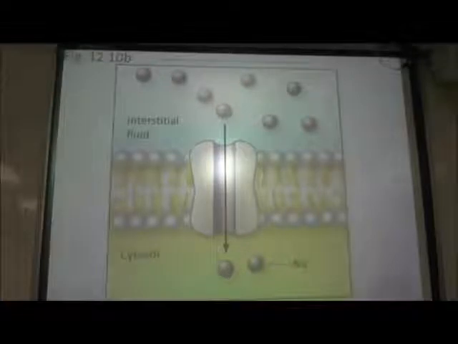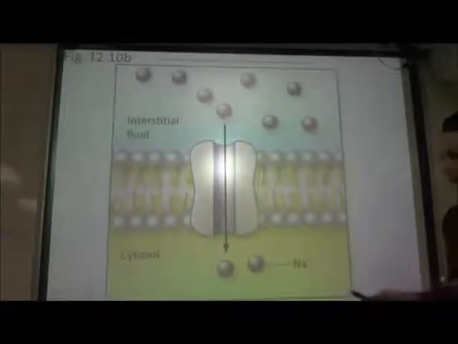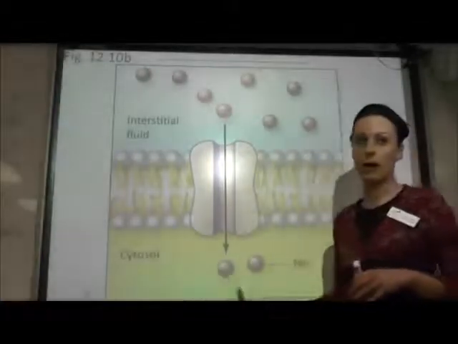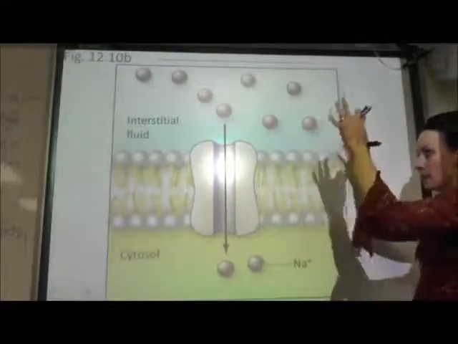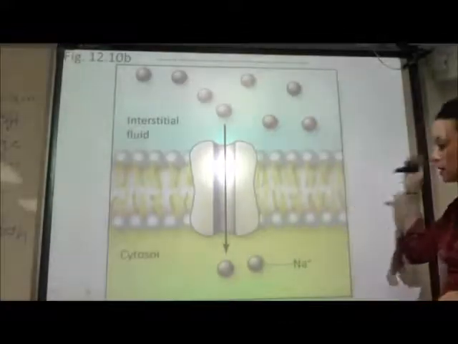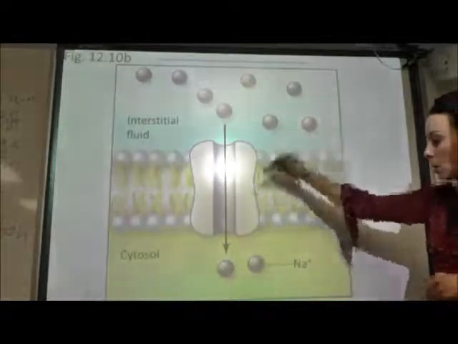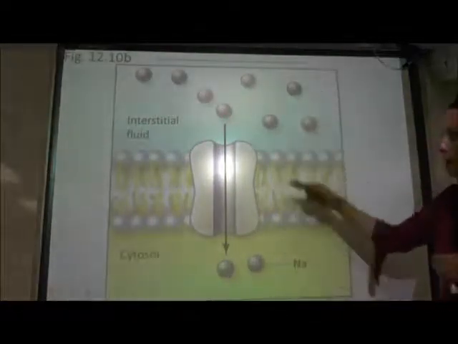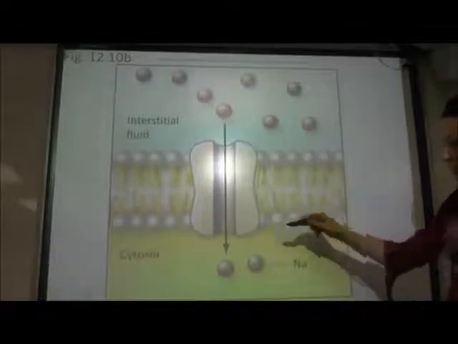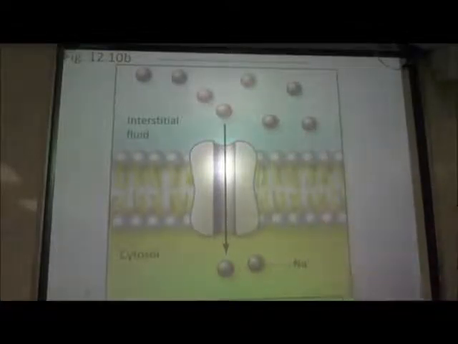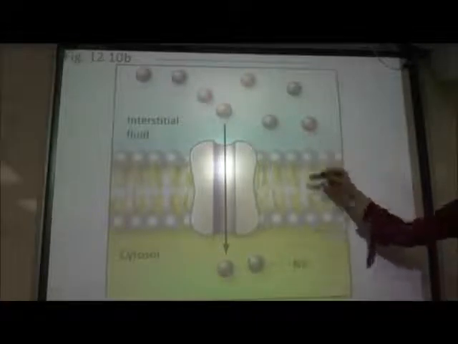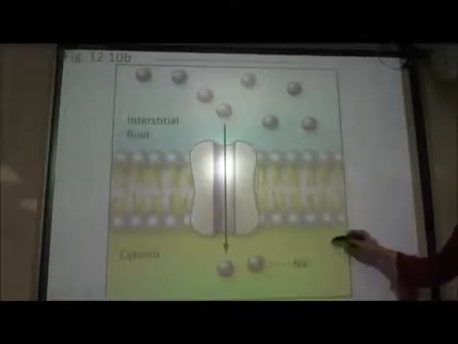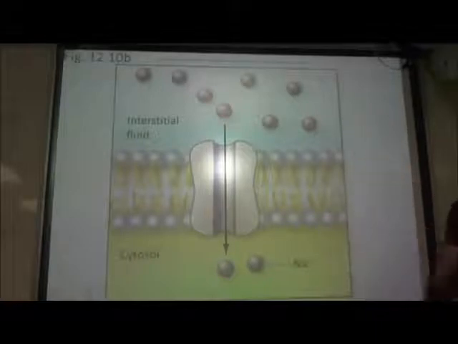Then all of our neurons also have these leak channels. Leak channels are passive. They do not require ATP. They're just stuck in the cell membrane and allow ions to flow down their concentration gradient. So this is showing us sodium leaking into the cell from an area of high concentration to low concentration. And then potassium leak channels would be working the other way. Potassium would be leaking from high inside to low outside.